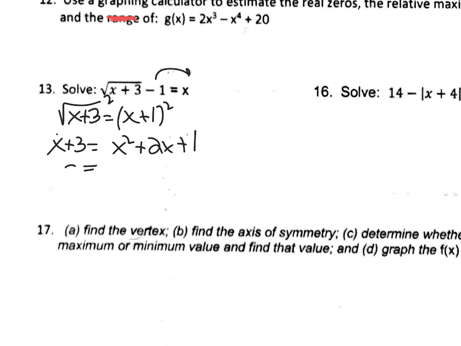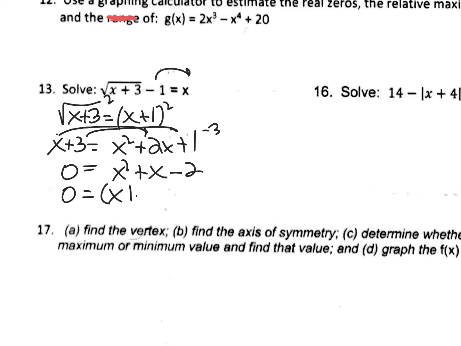Because I do have an x squared, I've got to try to factor, so I'm taking everything over. I'm taking the x over, make it 1x, take the 3 over, becomes minus 3, which makes that minus 2. Factor that out, you get x plus 2, x minus 1. Get 2 answers, maybe. Remember, anytime you do a radical equation, you gotta check.